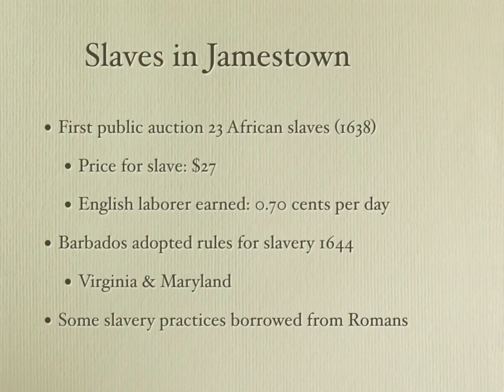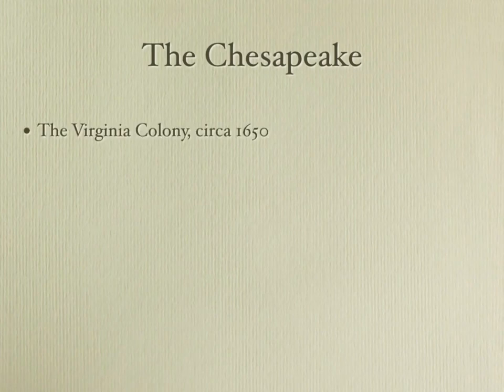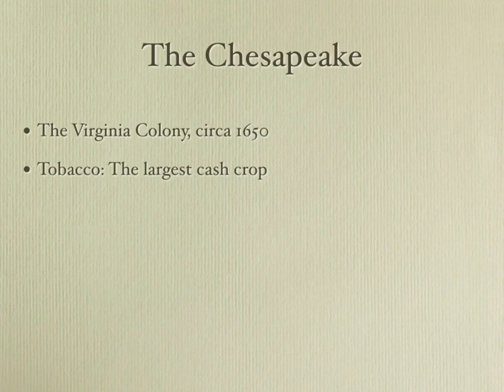Virginia and other colonies will begin to adopt rules for slavery. Some of them we'll talk about in a moment. But the thing to focus on here is that some of these rules adopted for the maintenance, regulation and running of slavery are borrowed from the Romans, particularly this whole concept of slaves as property. So we see around 1650 why slavery would be important to the colonies: simply because tobacco is the main staple, the cash crop.